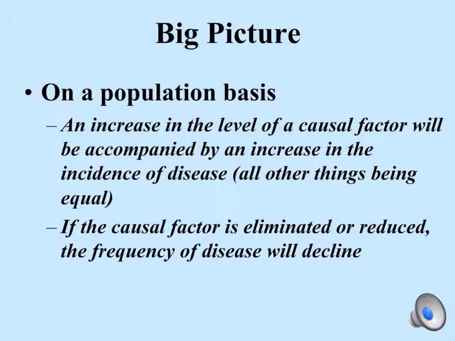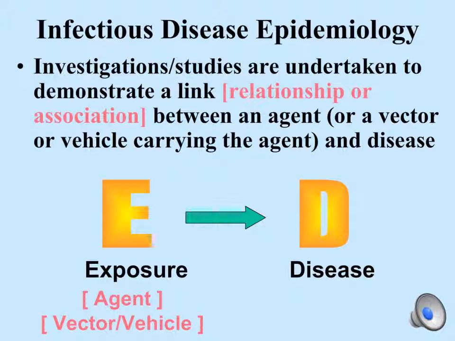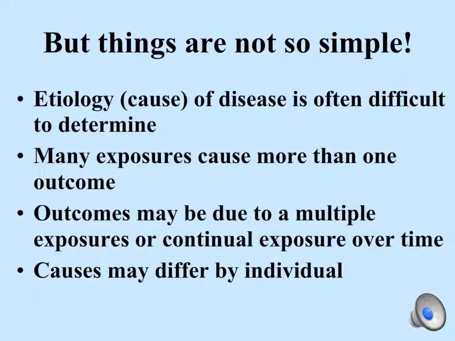On a population basis, this means that an increase in the level of a causal factor will be accompanied by an increase in the incidence of disease, and vice versa. If we eliminate or reduce the causal factor, the frequency of disease will decline. In infectious disease epidemiology, investigations are undertaken to demonstrate that association. But unfortunately, things are not so simple.